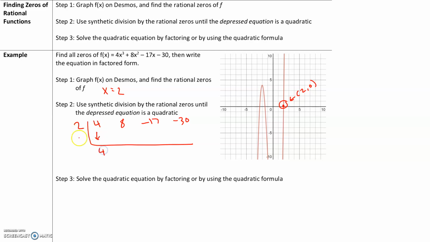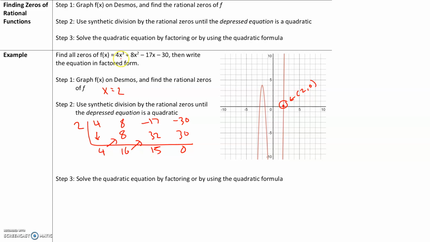Bring the 4 down. 2 times 4 is 8. I put the result there. 8 plus 8 is 16. 2 times 16 is 32. I put the result there. That's 15. And 2 times 15 is 30. I put the result there, and that's going to be 0. So this is called the depressed equation.